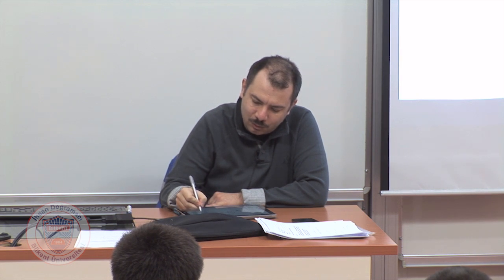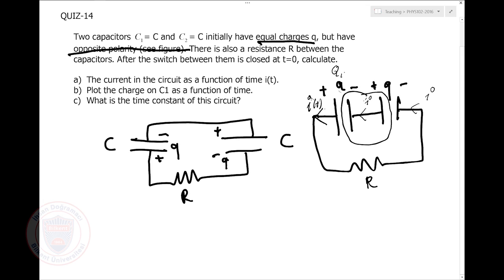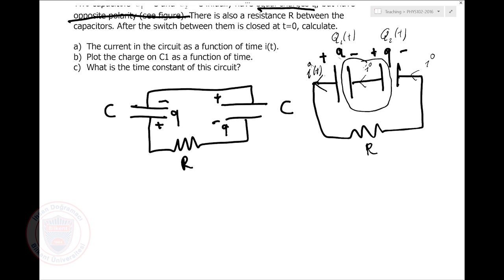Okay? But let's do the following. Let's denote this I as a function of time. Now, clearly, whatever current is coming out from the first capacitor, the same current must be flowing in all my circuit, right? So this is also going to be I. This is also going to be I. Now, I can maybe say this is going to be Q1 of t. This is going to be Q2 of t, the charges on the capacitors.